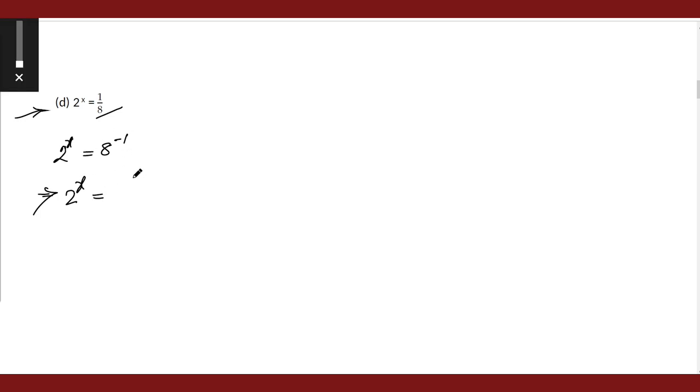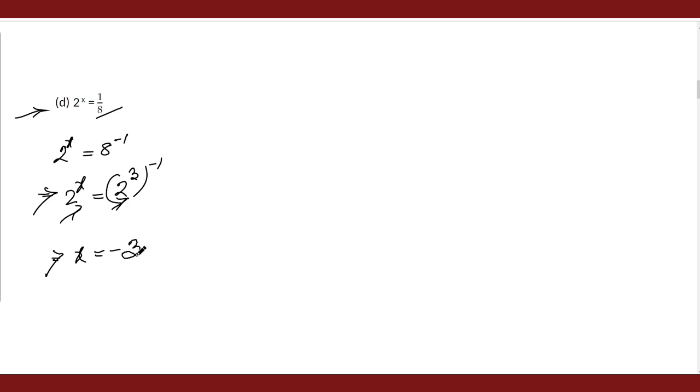So let's go to solve question D. In this question we have 2 power x is equal to 1 over 8. Instead of 1 over 8, we can write 8 power minus 1. Here we have 2 power x, and instead of 8, we can write 2 power 3, and we have minus 1 here. When the bases are the same on both sides, then we can write x is equal to minus 3, and this is our answer.